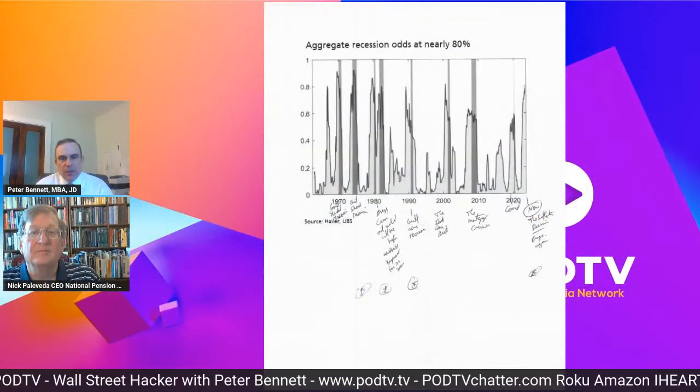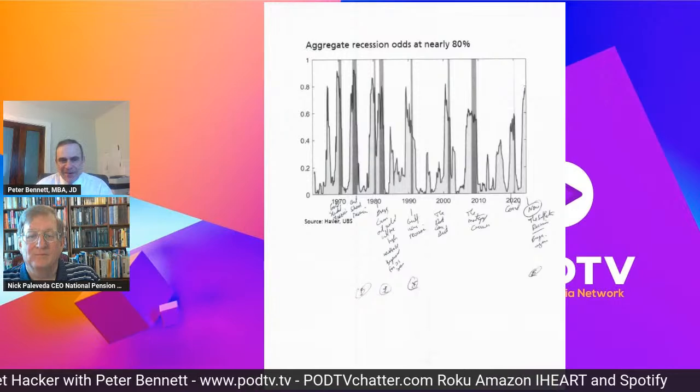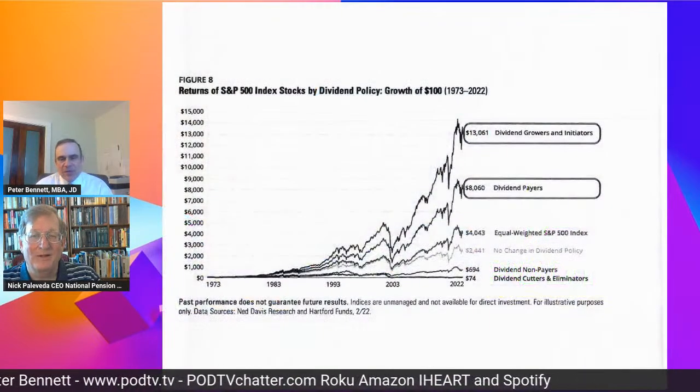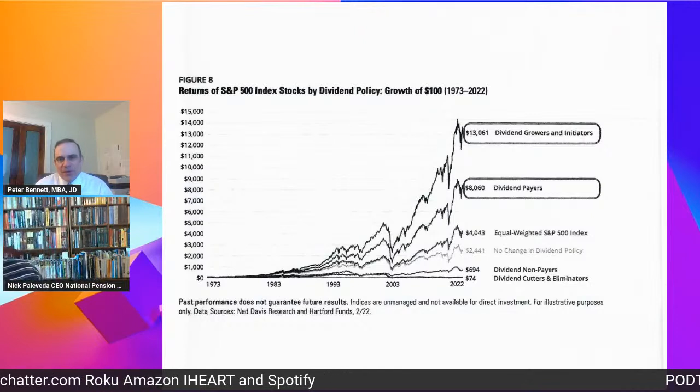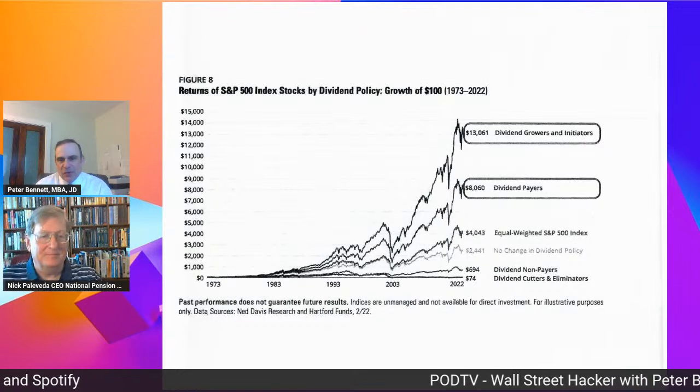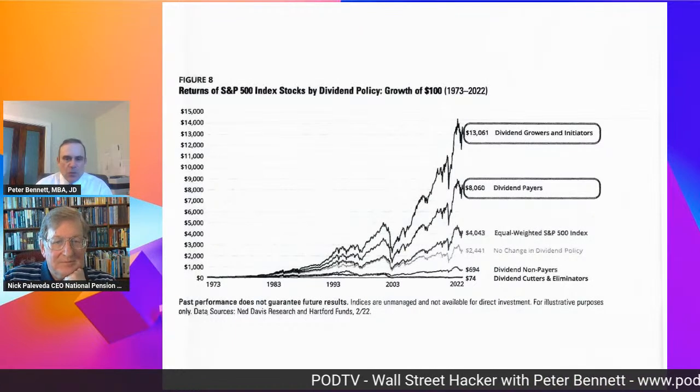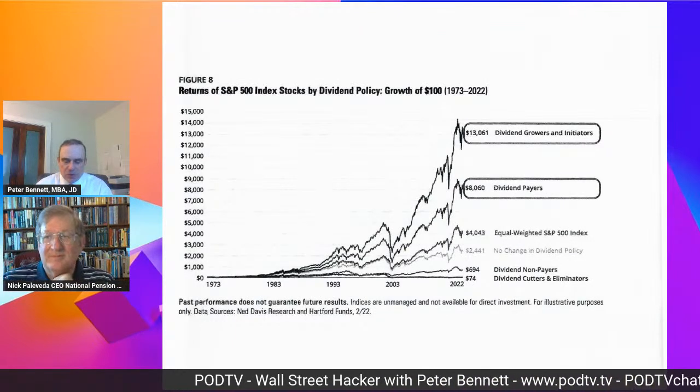Okay, we're back. What to do really never changes, at least in the last year and a half. How about this chart? This one, there you go. My favorite. You want to own dividend growers and dividend payers, and you'll get a huge return compared to equal weight, at least based on 50 years of history.